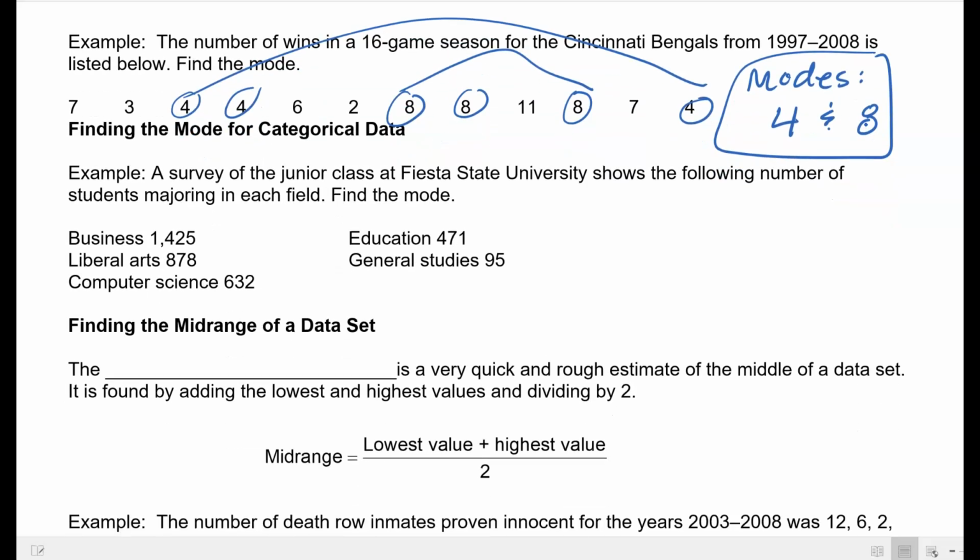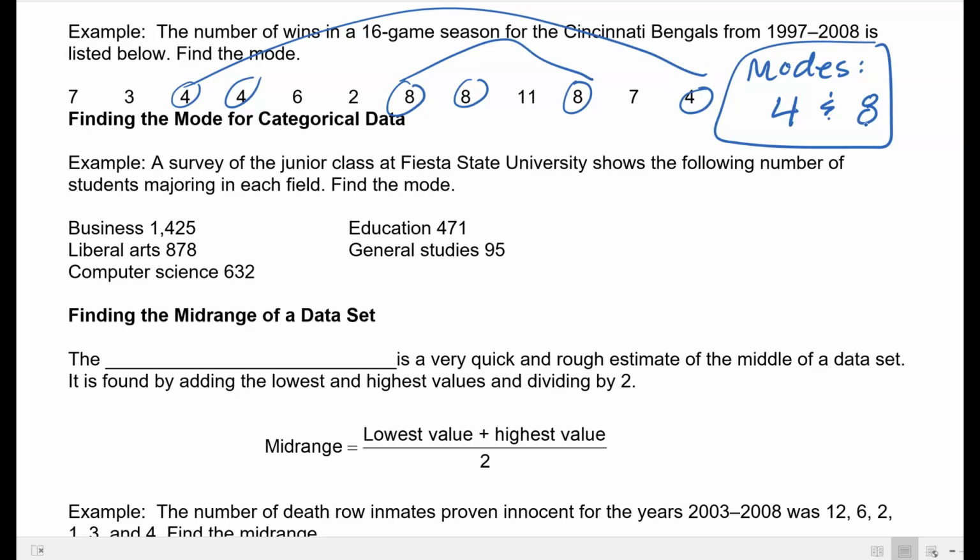Let's do one more with mode. This has to do with categorical data. So in this case, we're given a survey of the junior class at Fiesta State University, and it shows the following students majoring in each field. Find the mode. Basically what this is asking is which major has the most students, because that's what mode means.